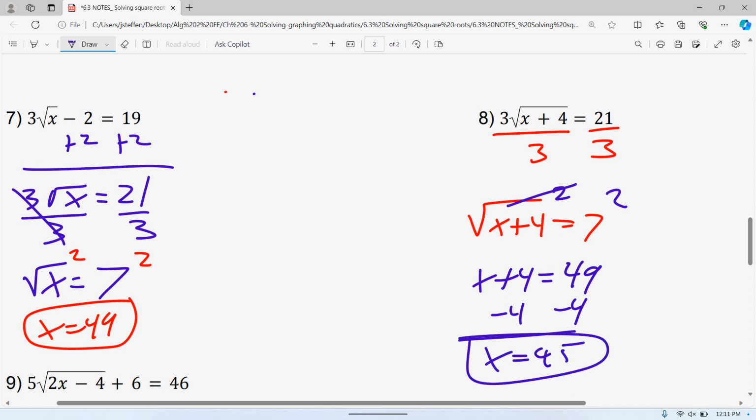And again, you could plug that back in. 45 plus 4 is 49. The square root of 49 is 7. 3 times 7 is 21.